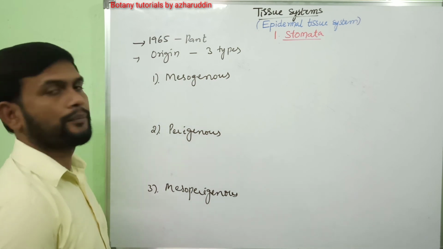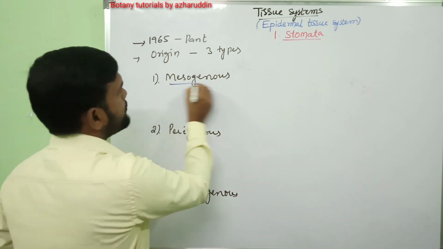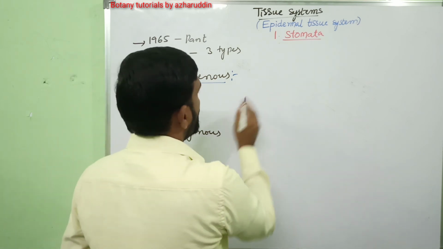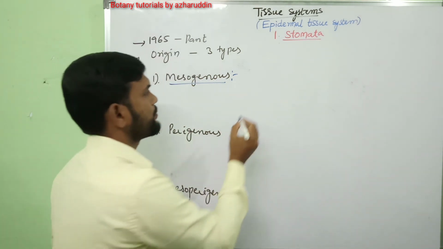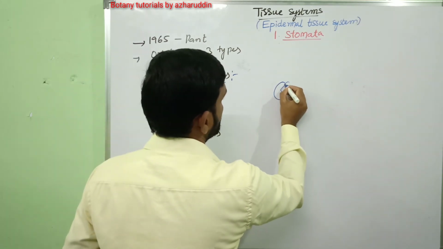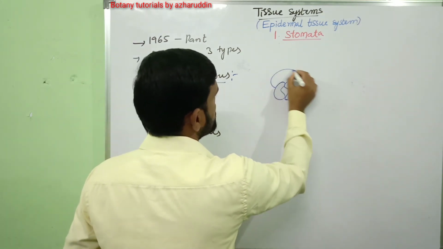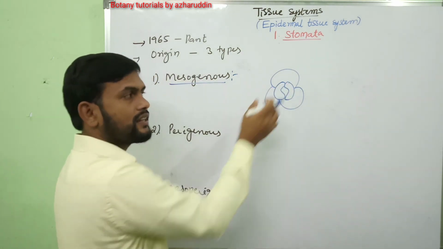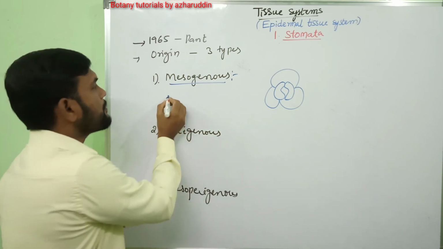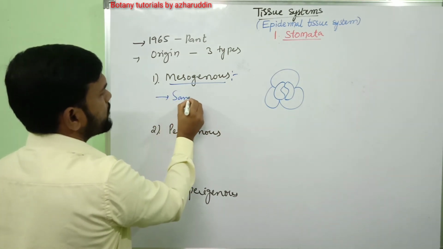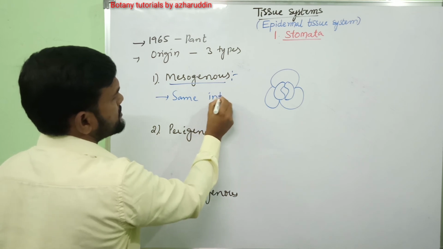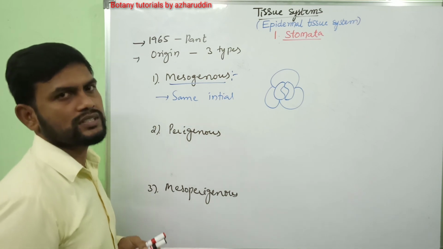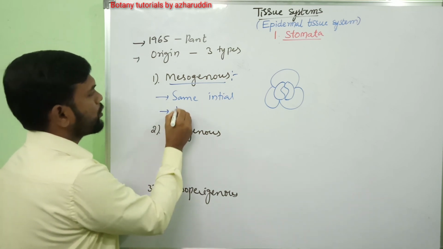Coming to first one, mesogenous type. In mesogenous type, both the guard cells and subsidiary cells originate from the same initial. This is a guard cell, and these guard cells are surrounded with subsidiary cells. Subsidiary cells and guard cells are developing from the same initial or same meristematic cell. Such stomata are called mesogenous type. They are found in Rubiaceae.